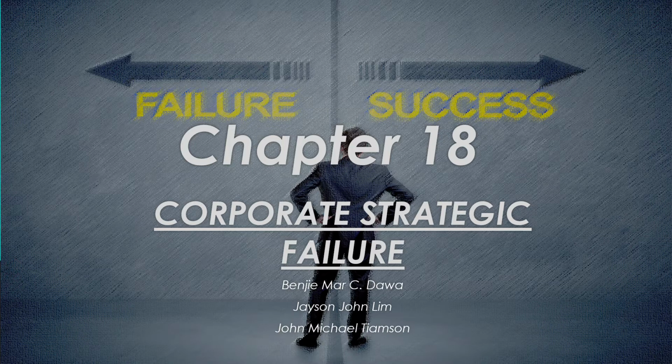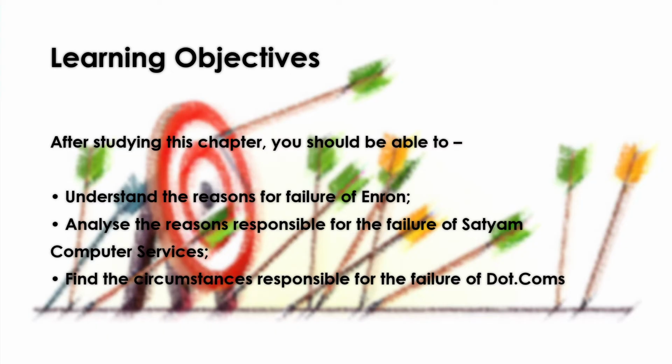And we will be discussing chapter 18, which is about corporate strategic failure. So, learning objectives. After studying this chapter, you should be able to understand the reasons for failure of Enron, analyze the reasons responsible for failure of Satyam Computer Services, and find the circumstances responsible for the failure of dot-coms.